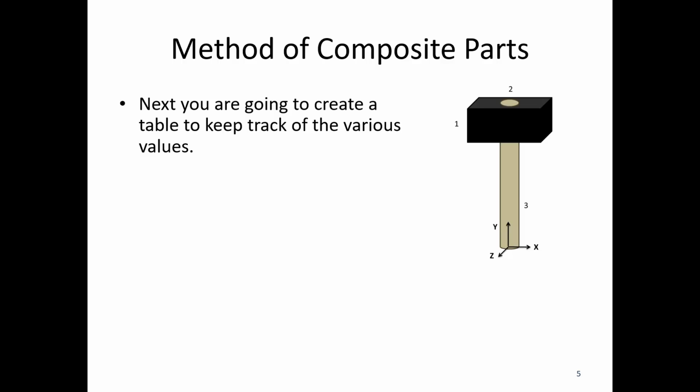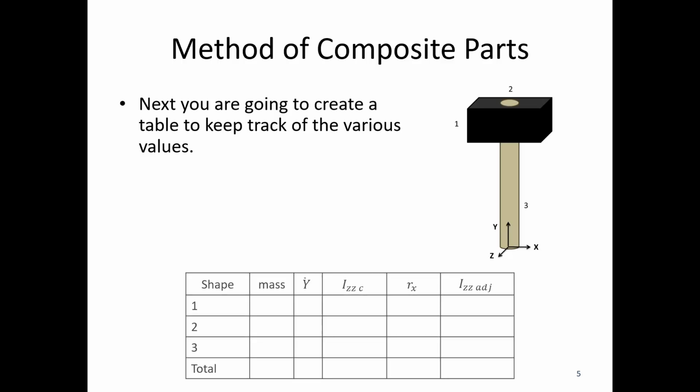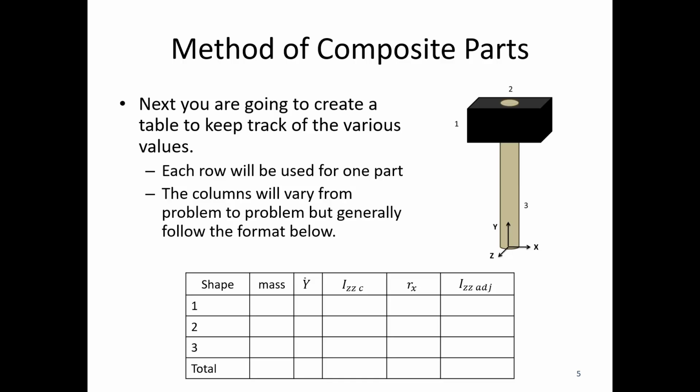All right, so now we've got our shape. Next, we're going to create a table to keep track of various values. So down here, this is a table that's going to work for our piece. Each row is going to be used for a single part. We've got 3 pieces to this: shape 1, shape 2, shape 3. We're often going to have a total row at the bottom. And then the columns are going to vary from problem to problem. Sometimes we need to find all 3 mass moments of inertia, so about the X, Y, and Z axes. For this one here, we're just looking at the I-Z values. So that's the rotation about the Z axis in this case, kind of how you would swing a hammer.